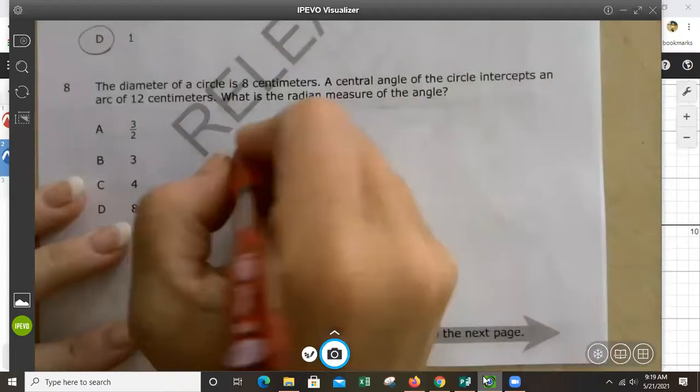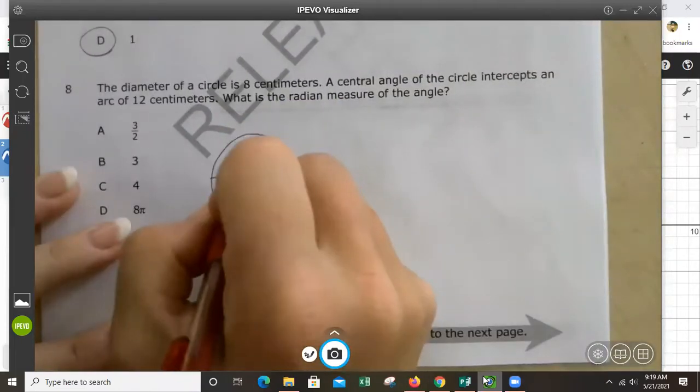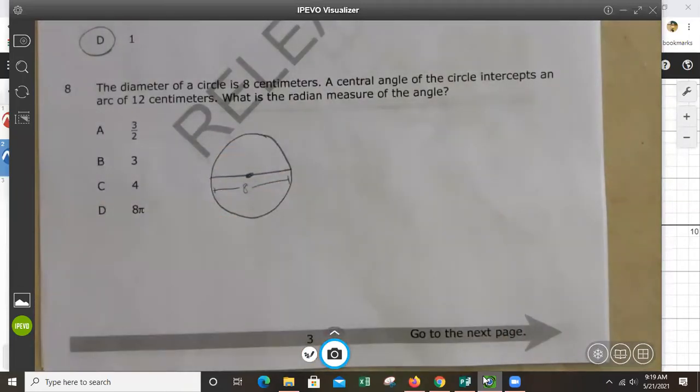The diameter of a circle. Every time I see stuff like this, I just automatically draw it. Okay. Diameter of a circle is 8 centimeters. A central angle, what does that mean? What's a central angle? It's common sense. It's at the center, right? So don't get freaked out about that. It's at the center. Inscribed is inside the circle. That means it's not through the center. Does everybody understand that? So those are your 2 different ones.